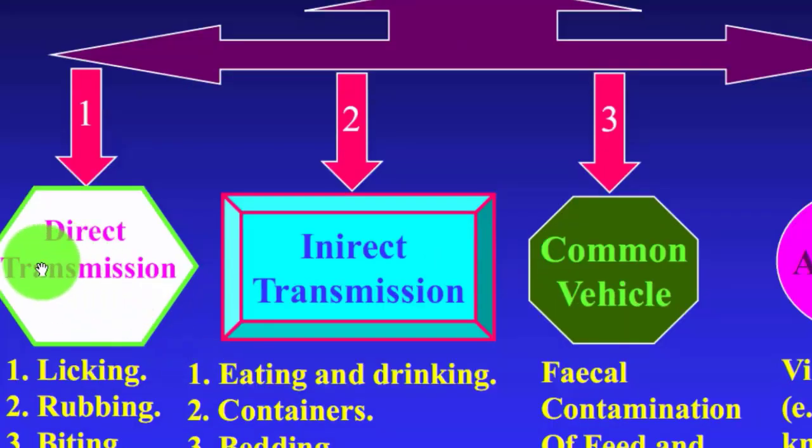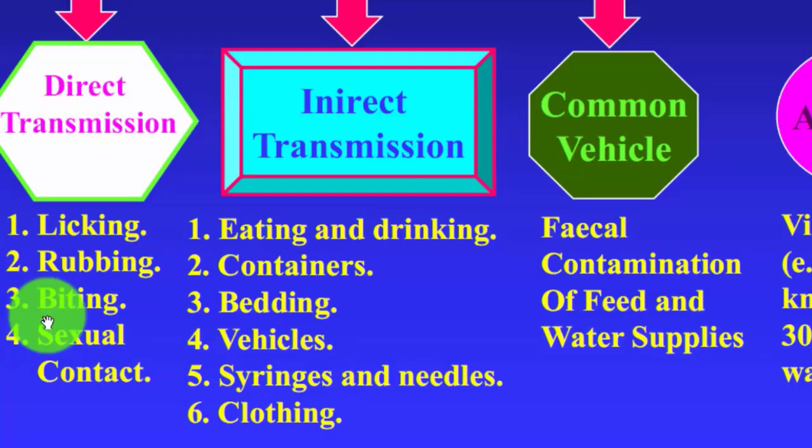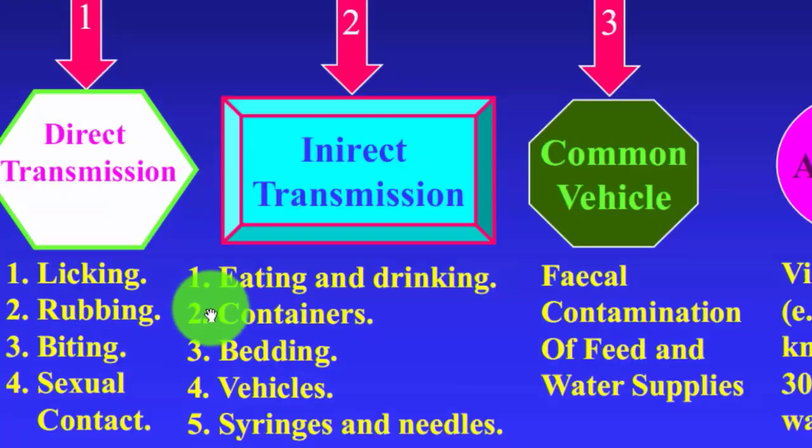Transmission may be direct: licking, rubbing, biting, sexual contact. Indirect transmission: eating and drinking, containers, bedding, vehicles, syringes and needles, clothing, common vehicle, fecal contamination of feed and water supplies, airborne via droplets, as in foot and mouth disease.